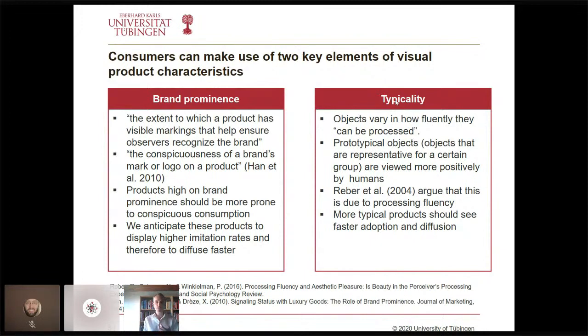So we as humans, ceteris paribus, prefer prototypical objects. And there are arguments that this is due to processing fluency. So we require fewer resources to process prototypical products, and that's why people prefer these products. And along these lines, we also expect that more typical products should see faster adoption and diffusion because they are more easy to be processed by consumers.